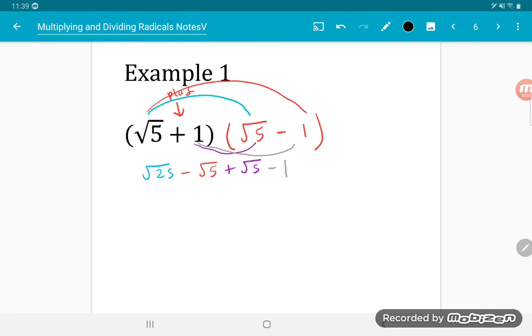In the next step, I can cancel the center terms because negative square root of 5 plus square root of 5 is going to cancel and it's going to be 0. Next, square root of 25 is 5. I combine that with the negative 1. Your final answer for example 1 is only 4.